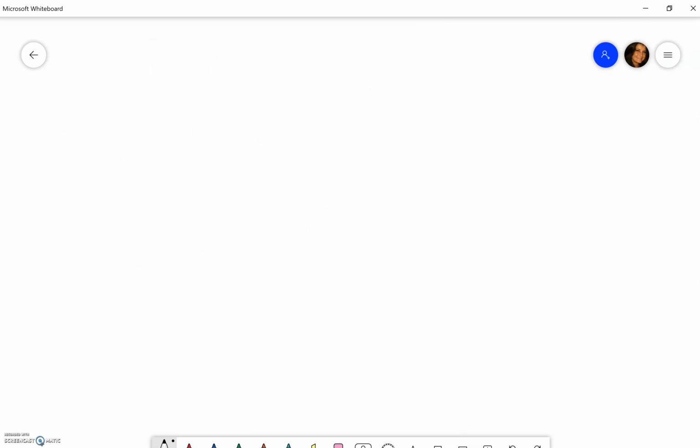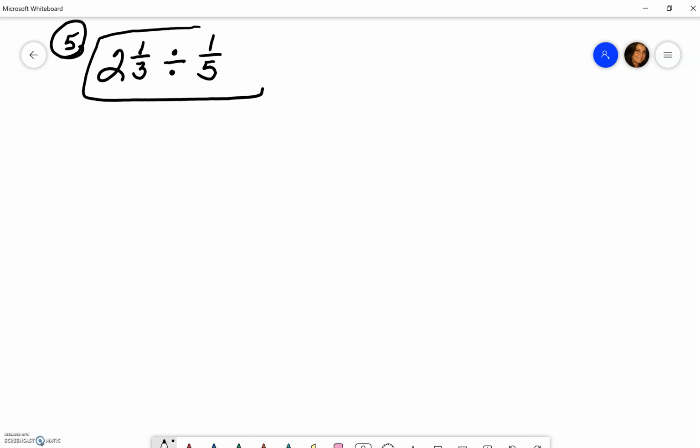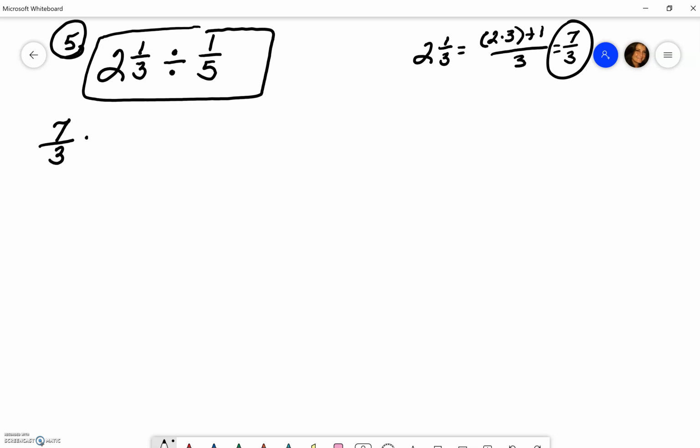All right, let's move over to number 5. So number 5, we have 2 and 1/3, and that's divided by 1/5. So immediately you should think to yourself, well, I have to convert the mixed number to an improper fraction and then set it up. So if we have 2 and 1/3, we know that's 2 times 3 plus 1 all over 3, and that is a fraction of 7 over 3. So we're going to use that. So if I have 7 over 3 divided by 1 over 5.